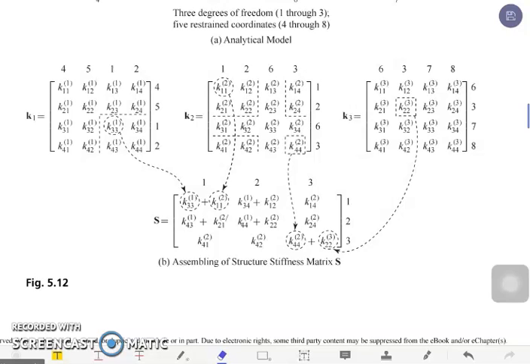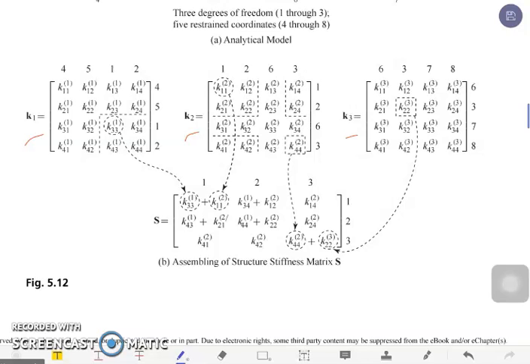Same procedure, you have to identify your K for each member. Since, for example, we have 3 members, you're going to have K sub 1, K sub 2, K sub 3, so member 1, member 2, and member 3. Then same procedure again, you have to identify our code numbers, which, as in our previous discussion, are the numbers of the restraint coordinates and degrees of freedom at the beginning of the member and at the end of the member.